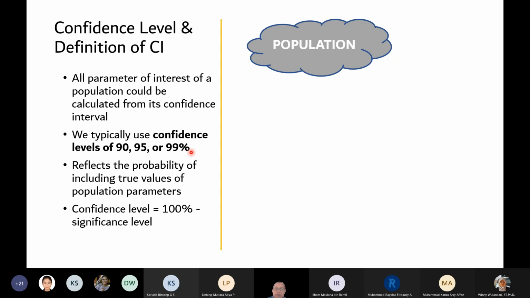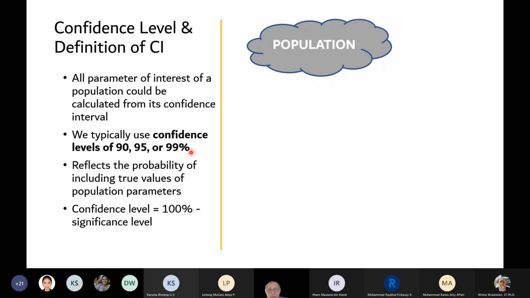Now, can anybody guess? This is just a fun part. Okay, this is just a fun question. So can anybody guess why these numbers are popular? There's really no physical law, tidak ada hukum fisiknya, that dictates us to use either 90 or 95 or 99%. This is purely an academic consensus.